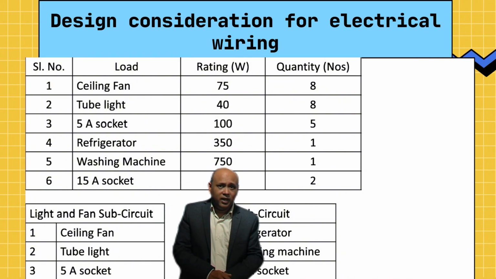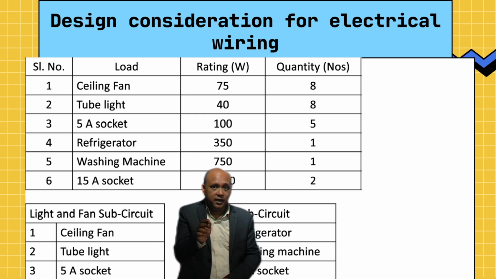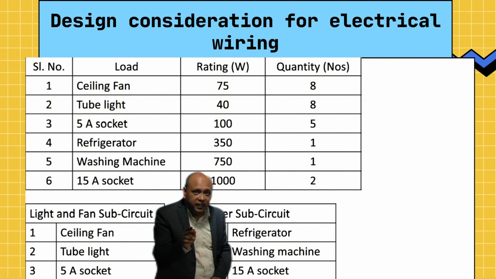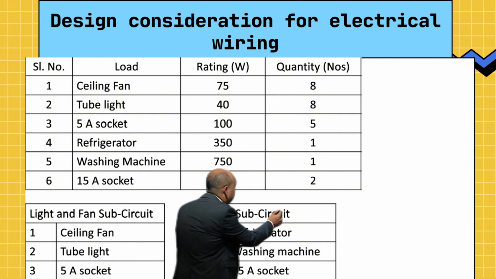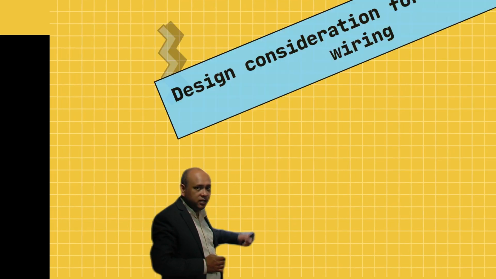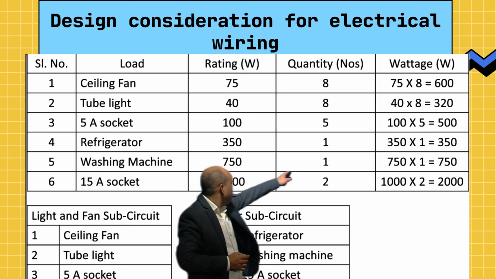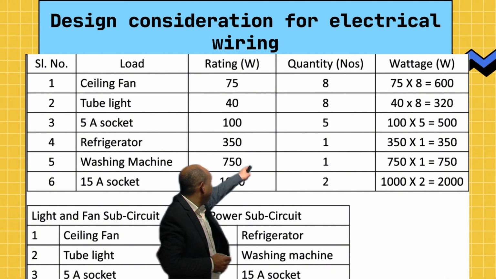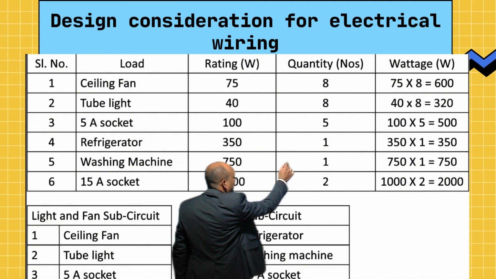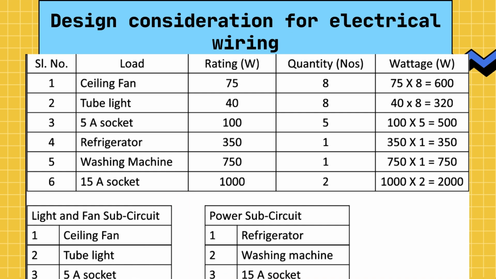Now, the total wattage for each type of load is determined by multiplying the quantity and rating of each device. So here you can see that we can calculate the wattage that will be consumed by each load by multiplying the rating and the quantity. Note that the wattage for the 5 ampere socket is considered to be 100 watts and the wattage for 15 ampere socket is considered to be 1000 watts.